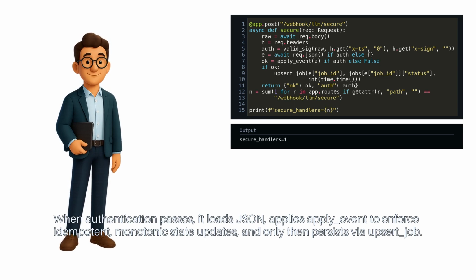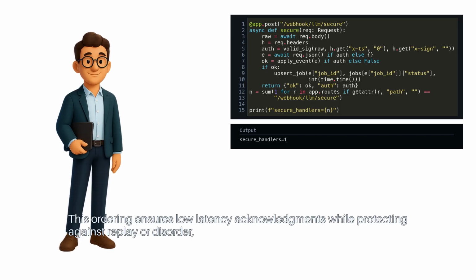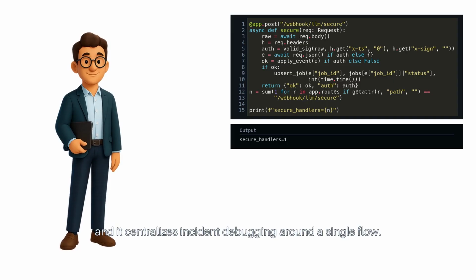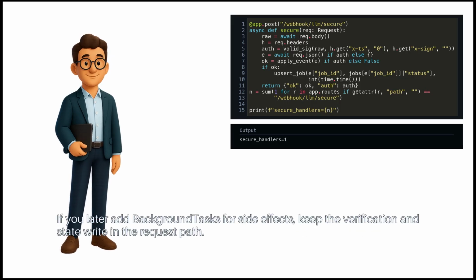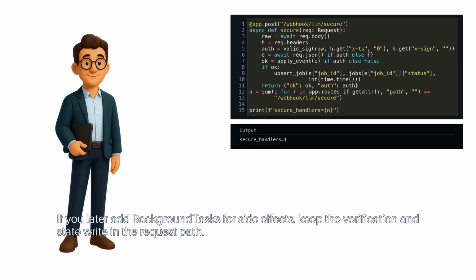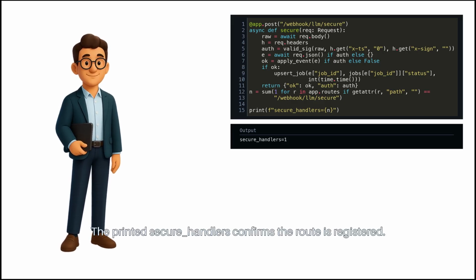persists via upsert_job. This ordering ensures low latency acknowledgements while protecting against replay or disorder, and it centralizes incident debugging around a single flow. If you later add background tasks for side effects, keep the verification and state right in the request path. The printed secure handler confirms the route is registered.